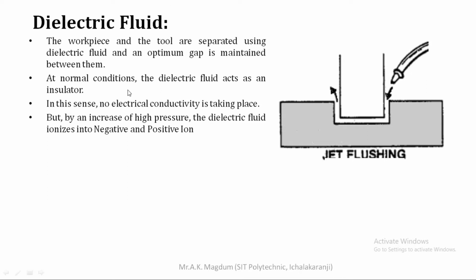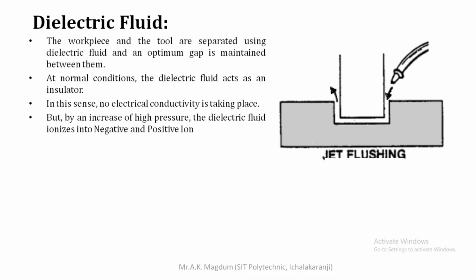This figure should clearly indicate that this one is the nozzle. There is a continuous supply of dielectric fluid through this particular region. This one is the electrode and this one is the workpiece. The dielectric fluid flushes the gap between the electrode and workpiece, so whatever material is removed from the workpiece is carried clearly away from the workpiece surface and dissolved into the dielectric fluid. That is the main function of this dielectric fluid.